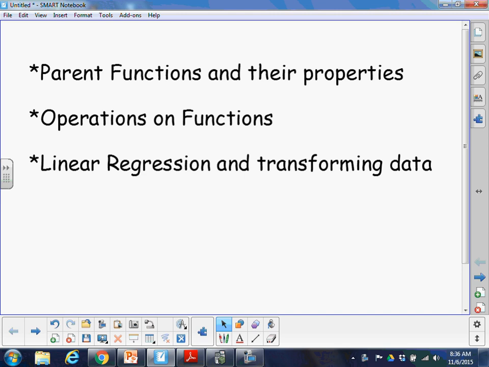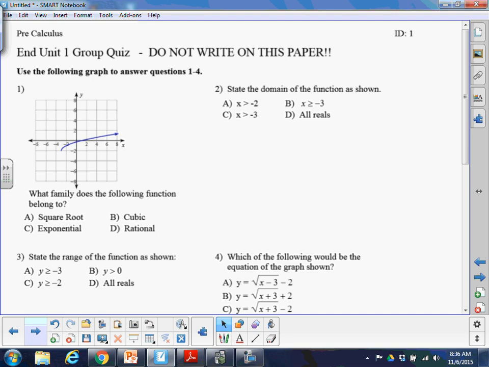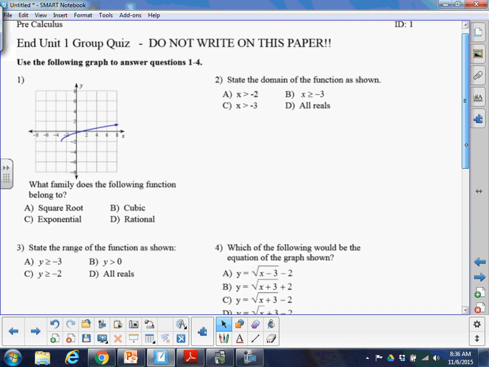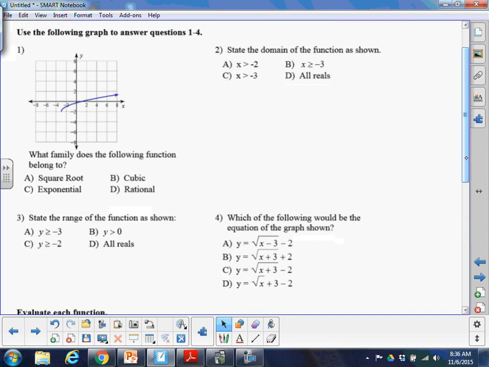And then operations on functions, so adding two together, subtracting, multiplying, division, composition of functions where one gets plugged into the other, which kind of led to inverses. And then finally, linear regression from data and transforming if there was a better model than a linear model, generally with using logarithms at this point. So let's go over the review problems. The ones that you did in class may have had the choices scrambled around. There were different versions, but this will cover the topics at least.